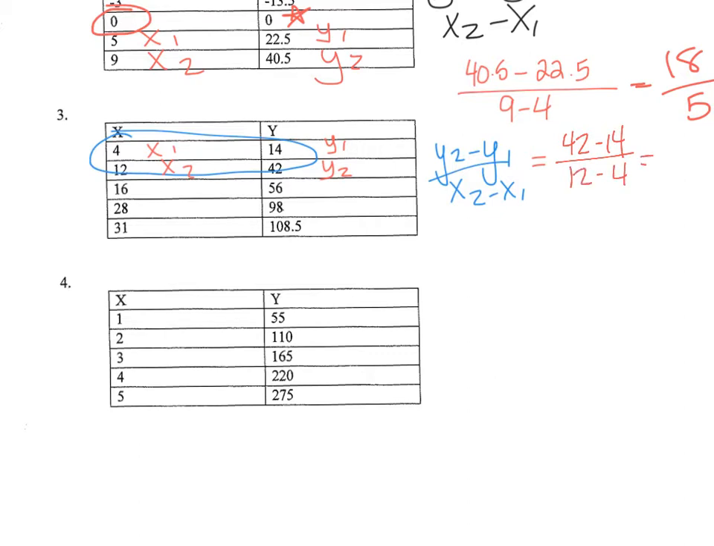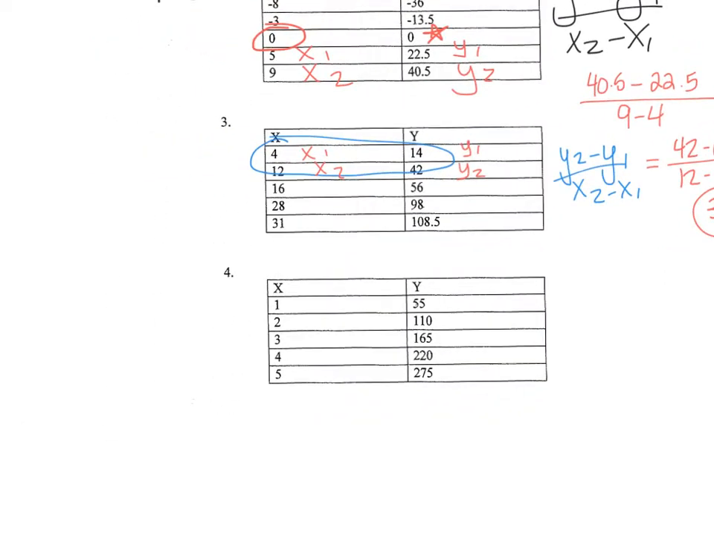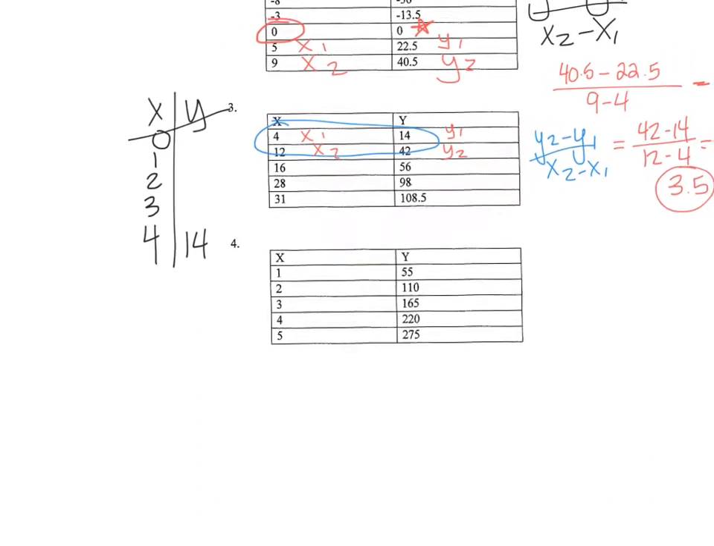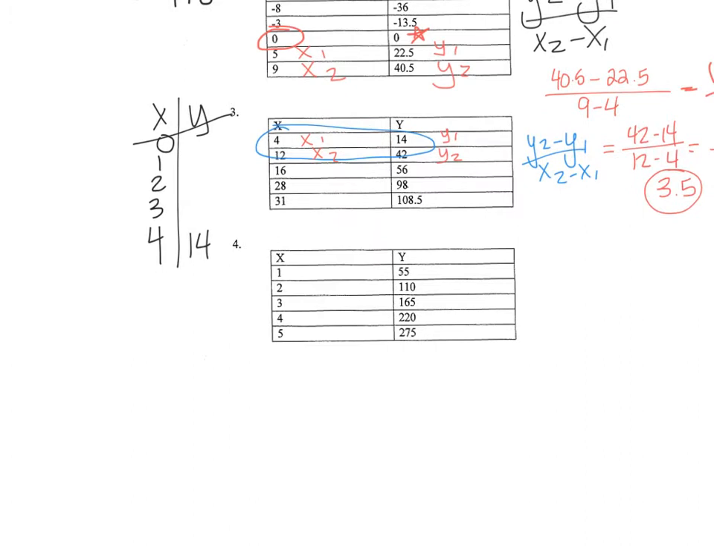So 42 minus 14 is 28. 12 minus 4 is 8. 28 divided by 8 is 3.5. So there's our slope. And now we're going to have to work backwards. So I'm going to recreate the table. And I've got 4 and 14. And on my x value, I have to work all the way back to 0. That's where I'm trying to get. And to do that on the y side, remember, I've got to take my slope away from it each time. So I'm going to subtract 3.5 until I get back to 0.